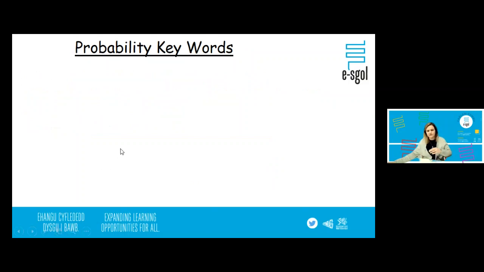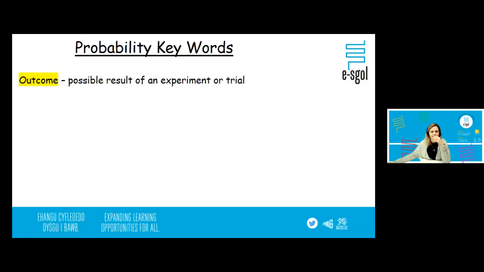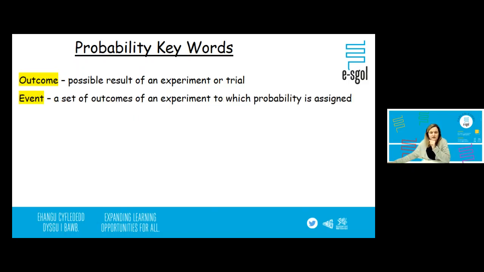Okay, so probability keywords, we have outcome. That is a possible result of an experiment or trial. For example, if I flipped a coin, then an outcome of flipping a coin would be either a head or a tail. An event is where you bring a set of outcomes together of an experiment. And again, if we go back to the coin, flipping the coin would be the event because the outcomes that I could get from that would be a head or a tail.